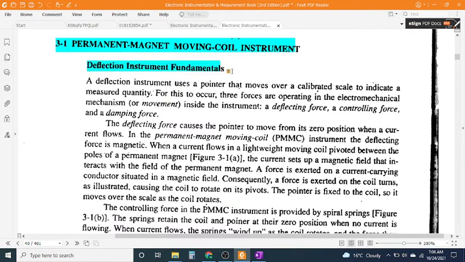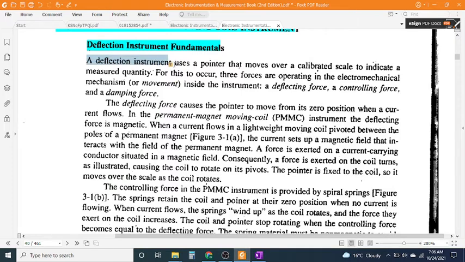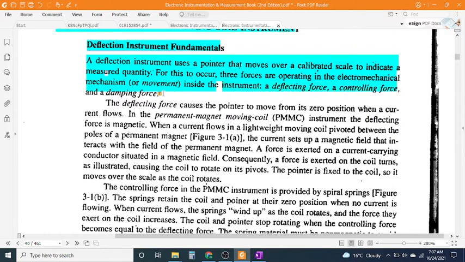Deflection instrument fundamentals. A deflection instrument uses a pointer that moves over a calibrated scale to indicate a measured quantity. For this to occur, three forces are operating in the electromechanical mechanism, or movement, inside the instrument: a deflecting force, a controlling force, and a damping force. The deflecting force causes the pointer to move from its zero position when a current flows. In the permanent magnet moving coil, PMMC, instrument, the deflecting force is magnetic.